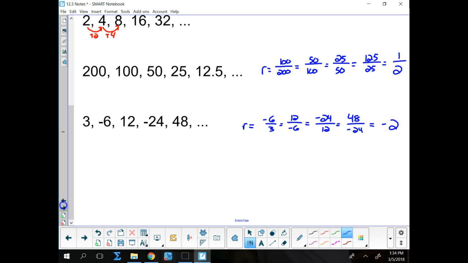What's the only thing that R really can't be? 0. Because we just have the first term, and then every other term would be 0. So that's really the only one that R can't be. I mean, it can, but you rarely do see it. You might see R be negative 1, and then the sign would just change every time. Sometimes you might see R equal to 1, but those are the three that we kind of shy away from.